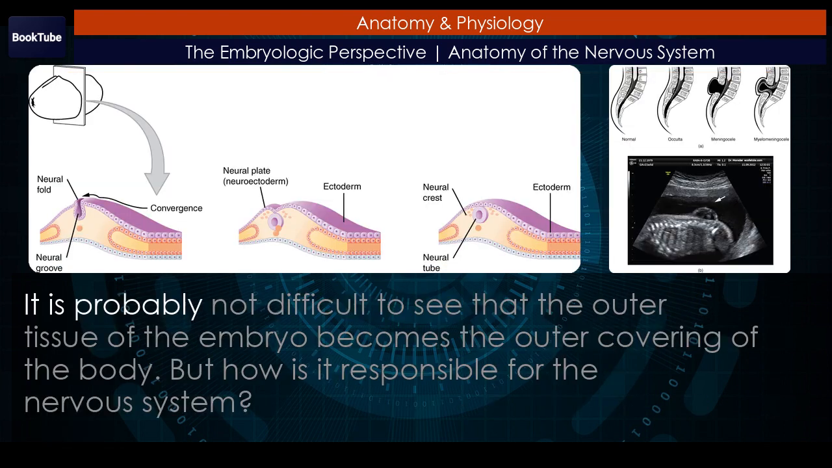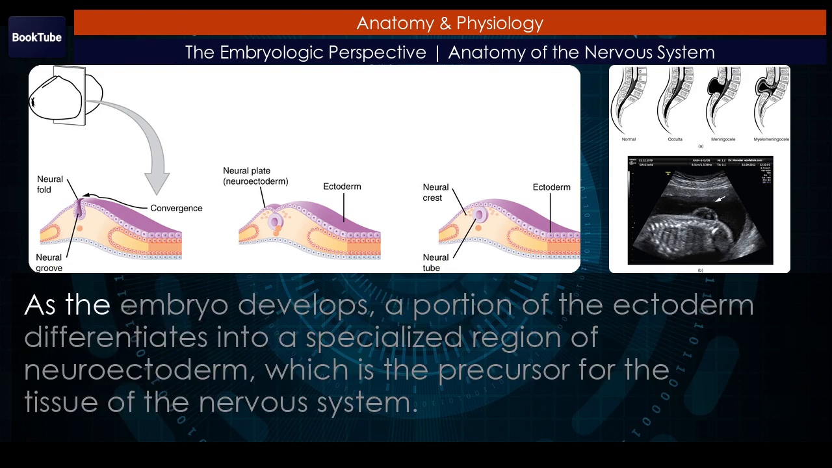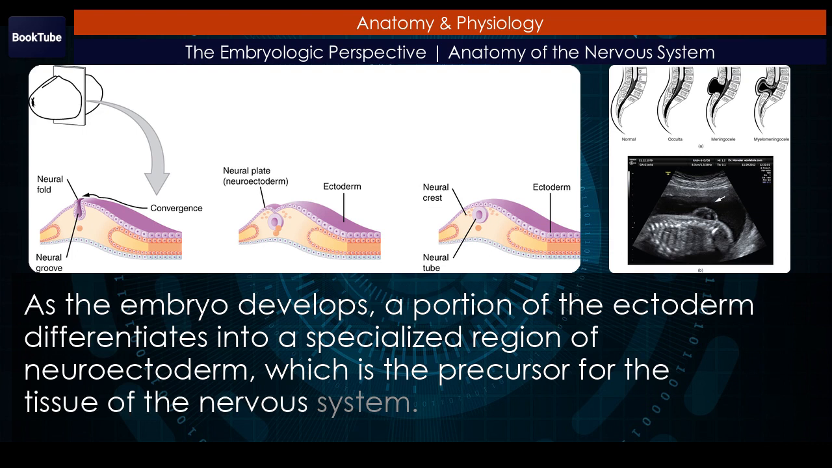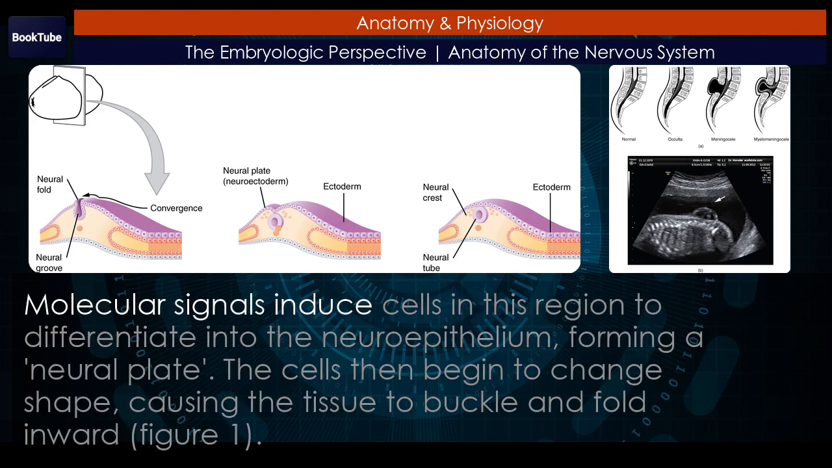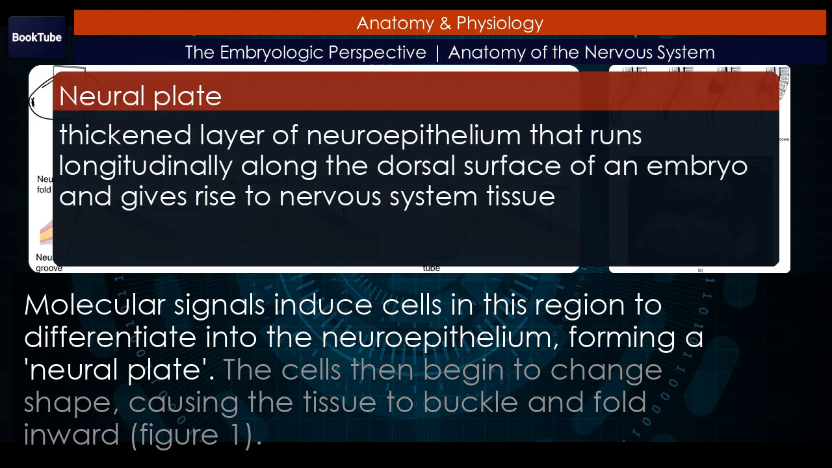It is probably not difficult to see that the outer tissue of the embryo becomes the outer covering of the body. But how is it responsible for the nervous system? As the embryo develops, a portion of the ectoderm differentiates into a specialized region of neuroectoderm, which is the precursor for the tissue of the nervous system. Molecular signals induce cells in this region to differentiate into the neuroepithelium, forming a neural plate.